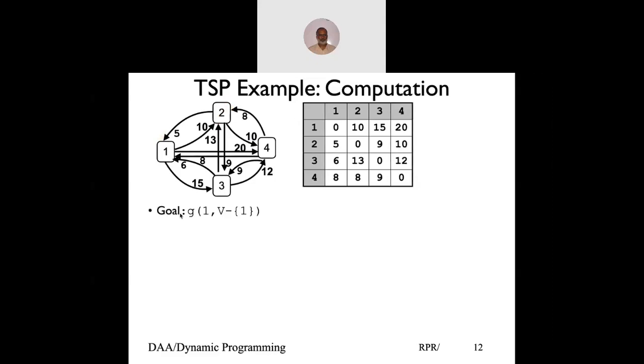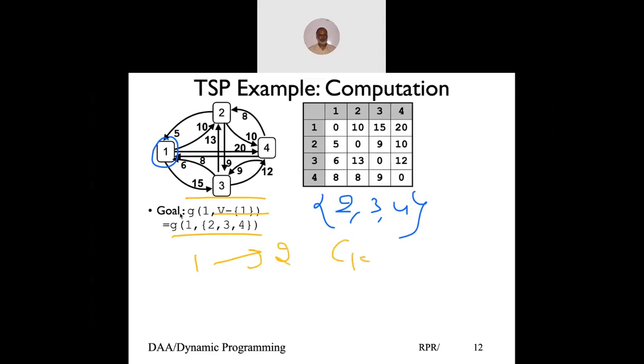So what we need to do is start from, this is what we need to compute. When I start from vertex 1, my remaining vertices are 2, 3 and 4. So I need to find the value of g(1, V minus {1}), basically g(1, {2, 3, 4}). That means from 1 I go to 2, this cost would be c_12, and then find g(2, {3, 4}), where the remaining set is 3 and 4. Or I go from 1 to 3, or I go from 1 to 4, and build upon it.